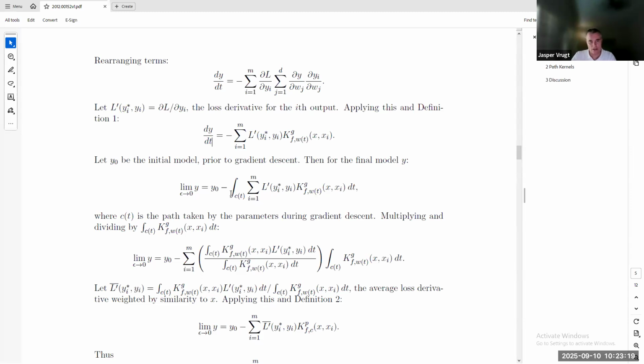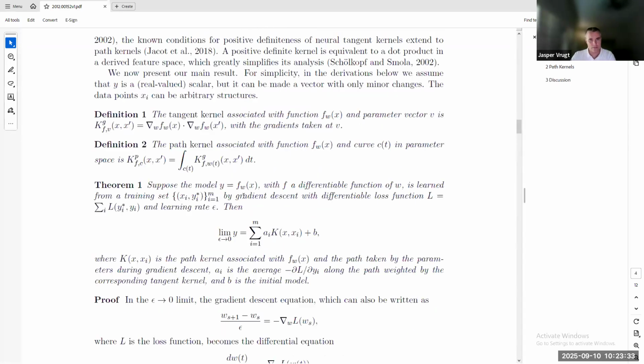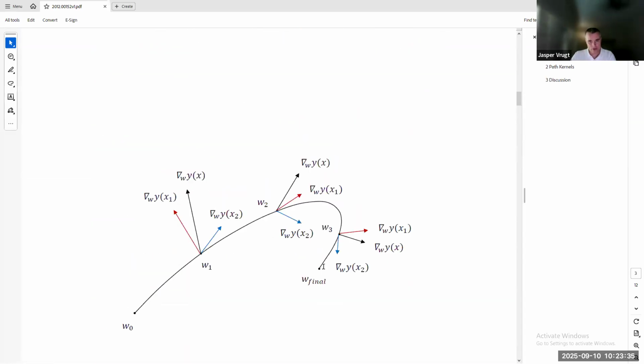So now we have y is y0. We have that right term. We take an integral dt. So now we still need to solve for this integral, right? Where ct is your entire trajectory over the weights. So that is this figure here. That's this trajectory.